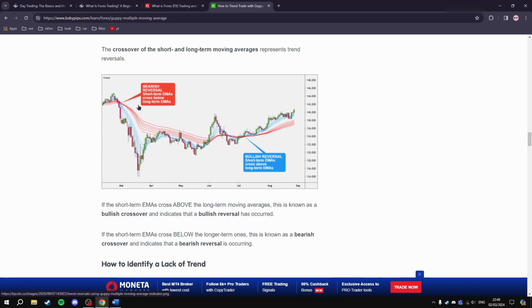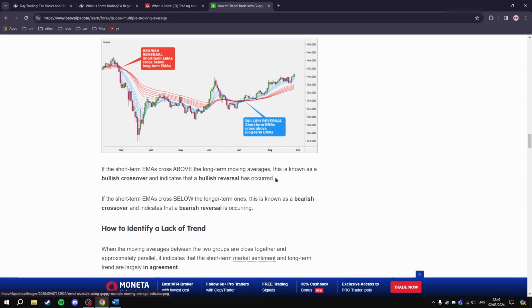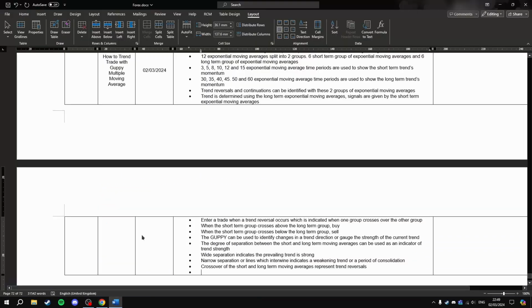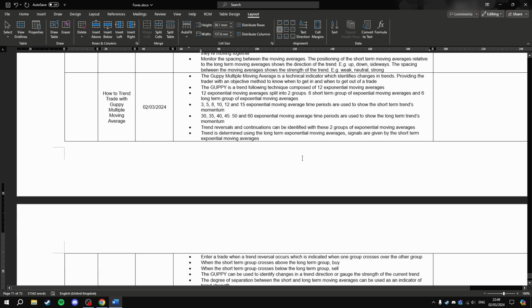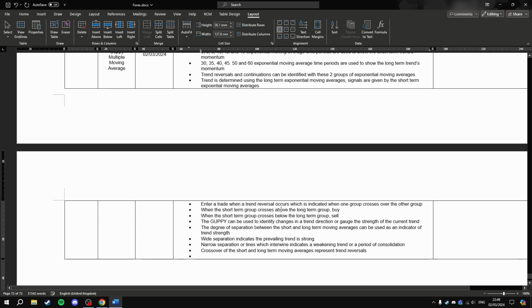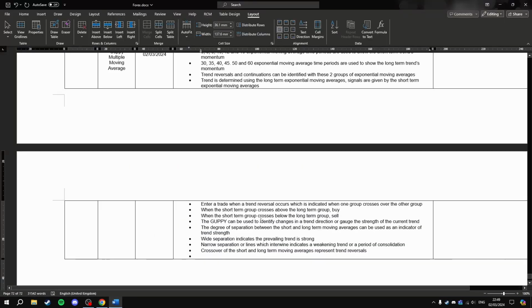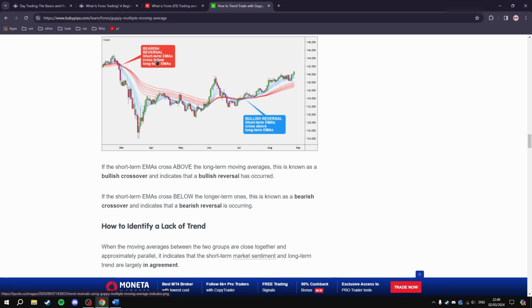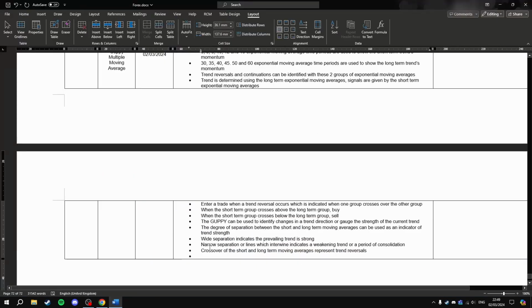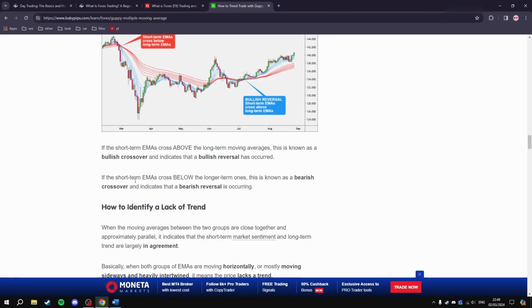So bearish reversal, short-term exponential moving averages cross below the long-term exponential moving averages. Bullish reversal is when short-term exponential moving averages cross above long-term exponential moving averages. So hence, I think we wrote before, it was something about buying and selling. When the short-term crosses above the long-term, buy, so that's a bull. When the short-term crosses below, bearish, that means it's a sell because it's bearish. Okay, so if the short term crosses above, this is known as a bullish crossover, indicating a bullish reversal has occurred.